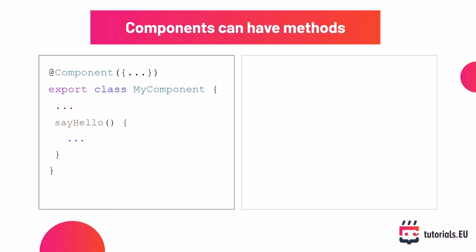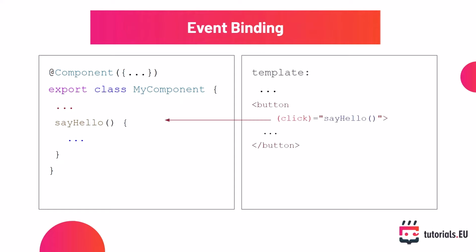We already talked about this, and this is how you can define a method for a component. So like sayHello, and we will do that in a second, because can you guess the most interesting part about it? We can bind events to them from the template. So as you can see on the right side, every time a user clicks this button, the sayHello method is called. Now let's do that in practice.